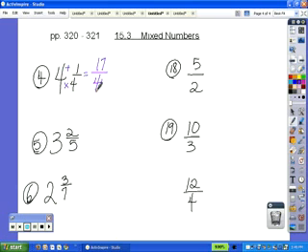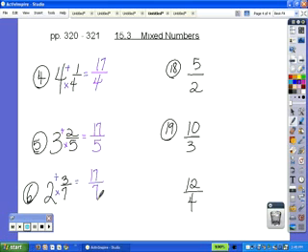On number 5, we would multiply 5 times 3, which is 15, and add 2, which would give us 17. The denominator stays the same. 7 times 2 is 14, plus 3 would give me 17. The denominator 7 stays the same.